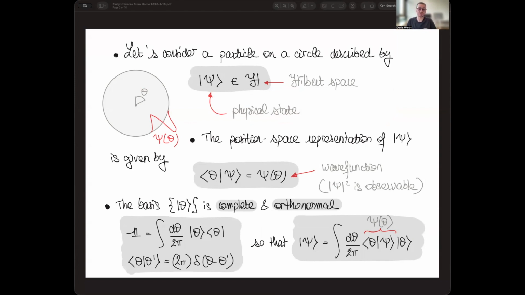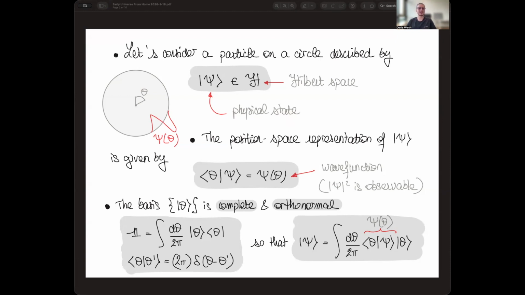The position space representation of this state psi can be found by projecting this vector onto a bra theta to construct the so-called wave function, psi of theta. So I represent this localized wave function, psi of theta, in red on the circle, whose mod square gives the probability of finding the particle at position theta on the circle.